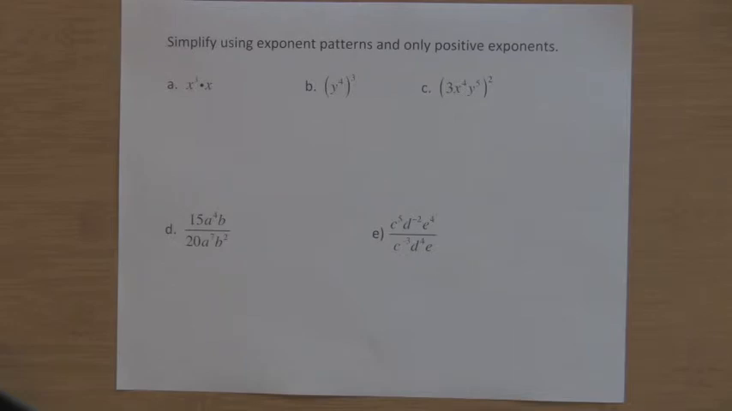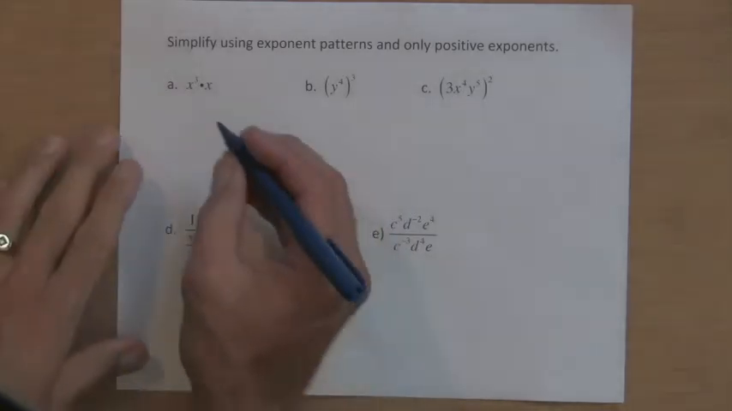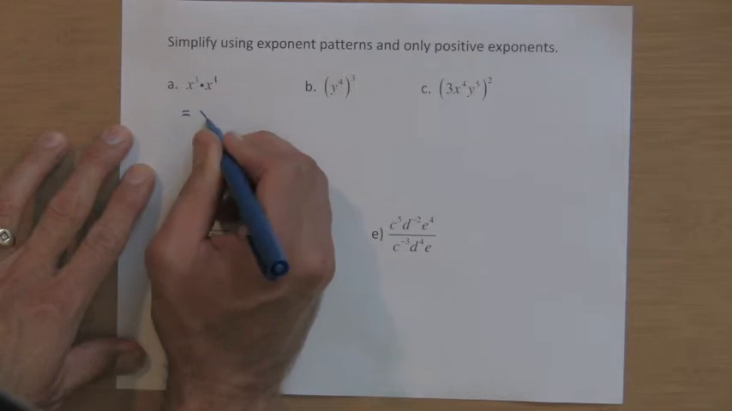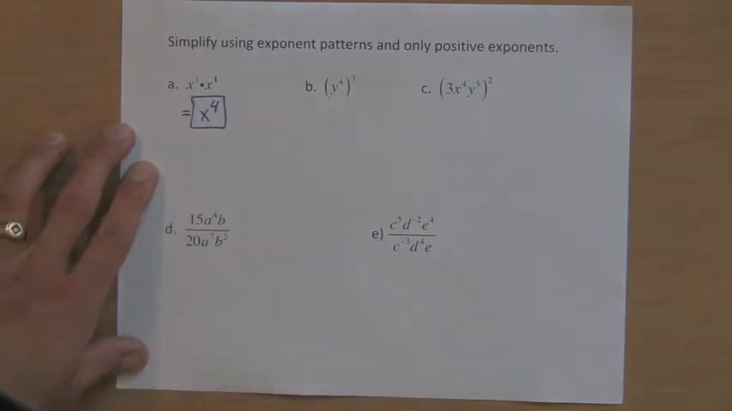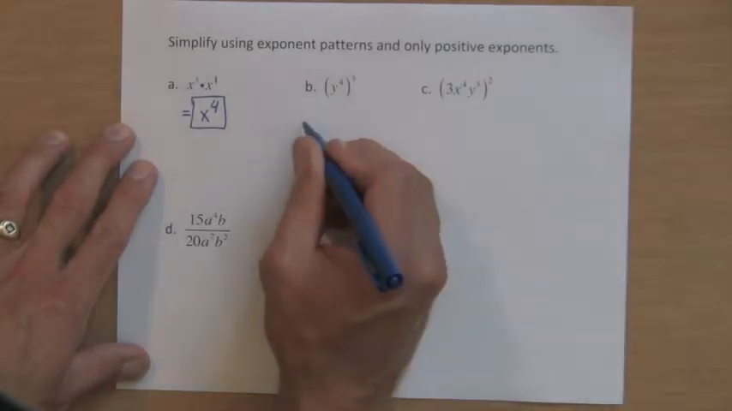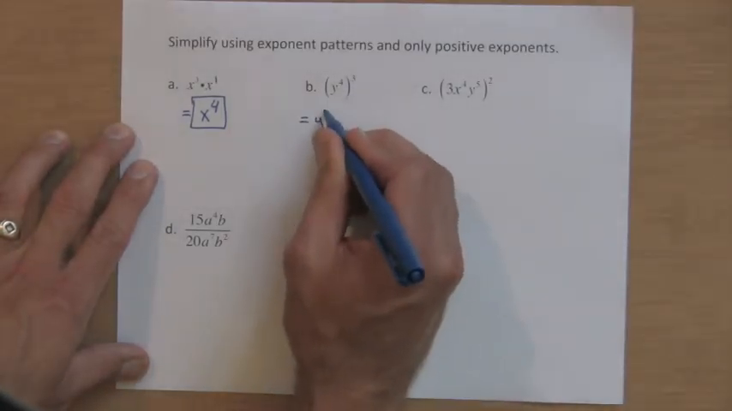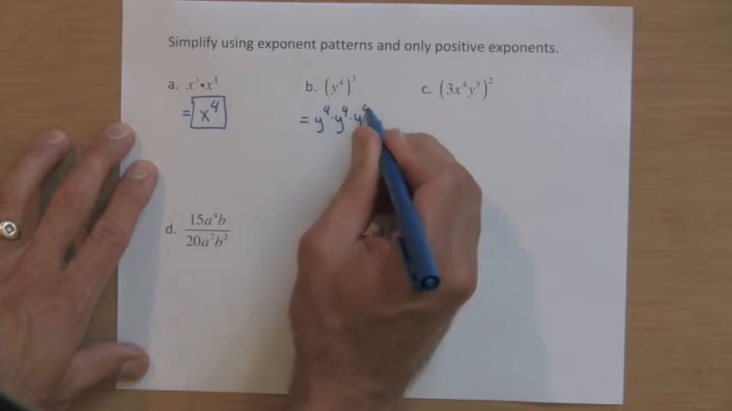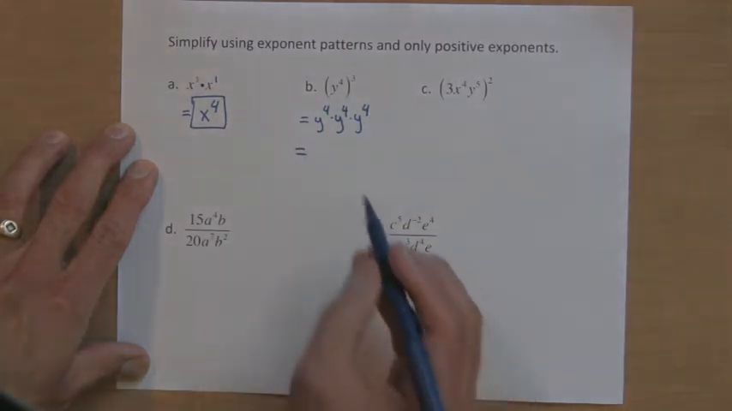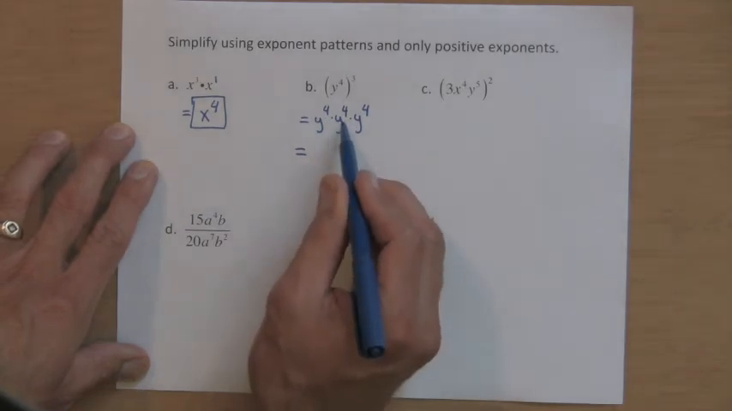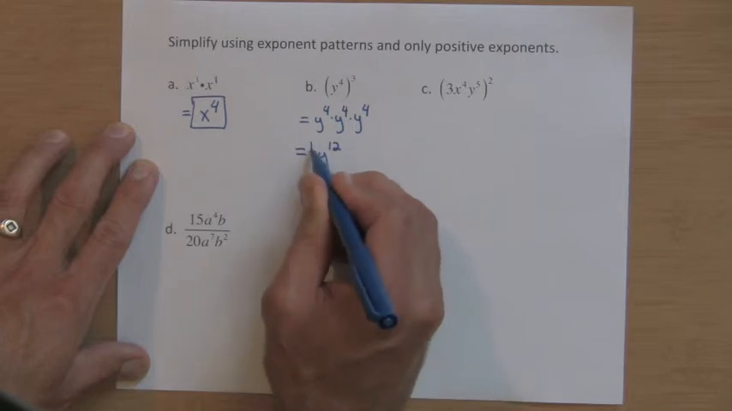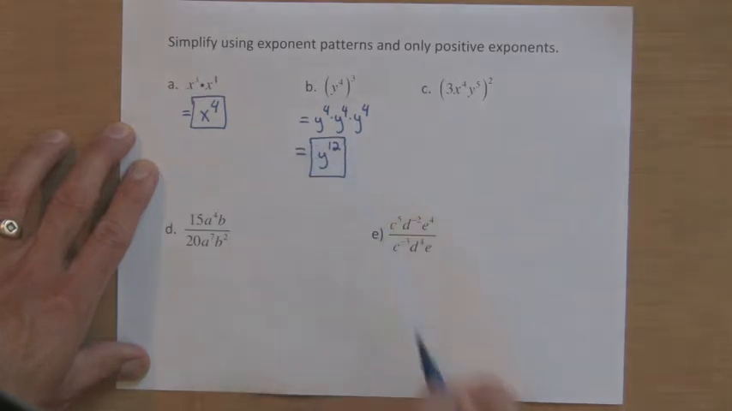Alright, here are the answers to these 5 problems. x cubed times x, which is really x to the 1st power, ends up being 4 x's multiplied, so that's x to the 4th. The second one, cubed, this 3 on the outside, means you have 3 of those y to the 4th powers multiplied. So think of it like that: y to the 4th times y to the 4th times y to the 4th. And that's really multiplying 4 y's times 4 more y's times 4 more y's, which is like multiplying 12 y's. And we can write that in shortcut math style, y to the 12th.